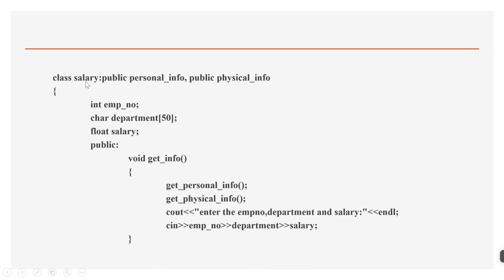A derived class salary is inheriting physical info as well as personal info. In addition to that, there are three data members of its own, that is employee number, department, and salary. Here also you're getting the info. How are you getting the info?